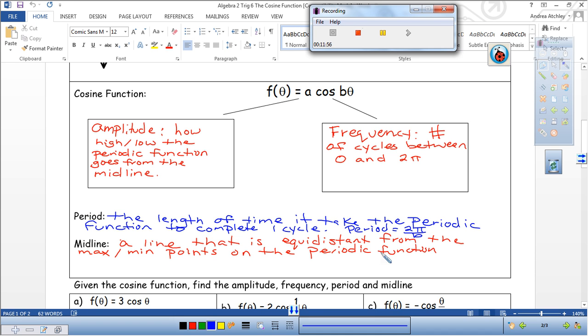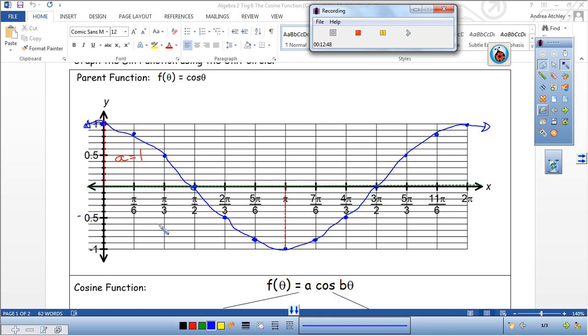Questions over that? Okay. So let's go back to our graph. Okay, so here is our cosine. Our period then is from here all the way to when it starts repeating again. The period here is 2 pi.